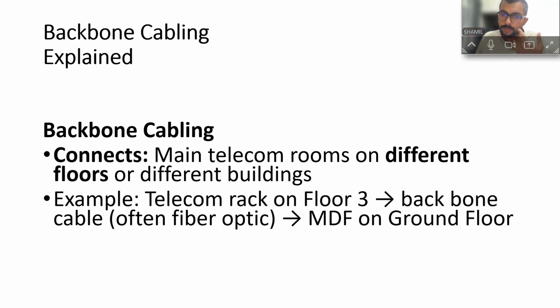The cable which we use is normally the fiber optic cable, because the distance can be longer than 90 meters, which is the limit for Cat6 cable. So over there we cannot use Cat6 cable. Instead of Cat6 cable, we prefer to use fiber optic cable for backbone cabling.